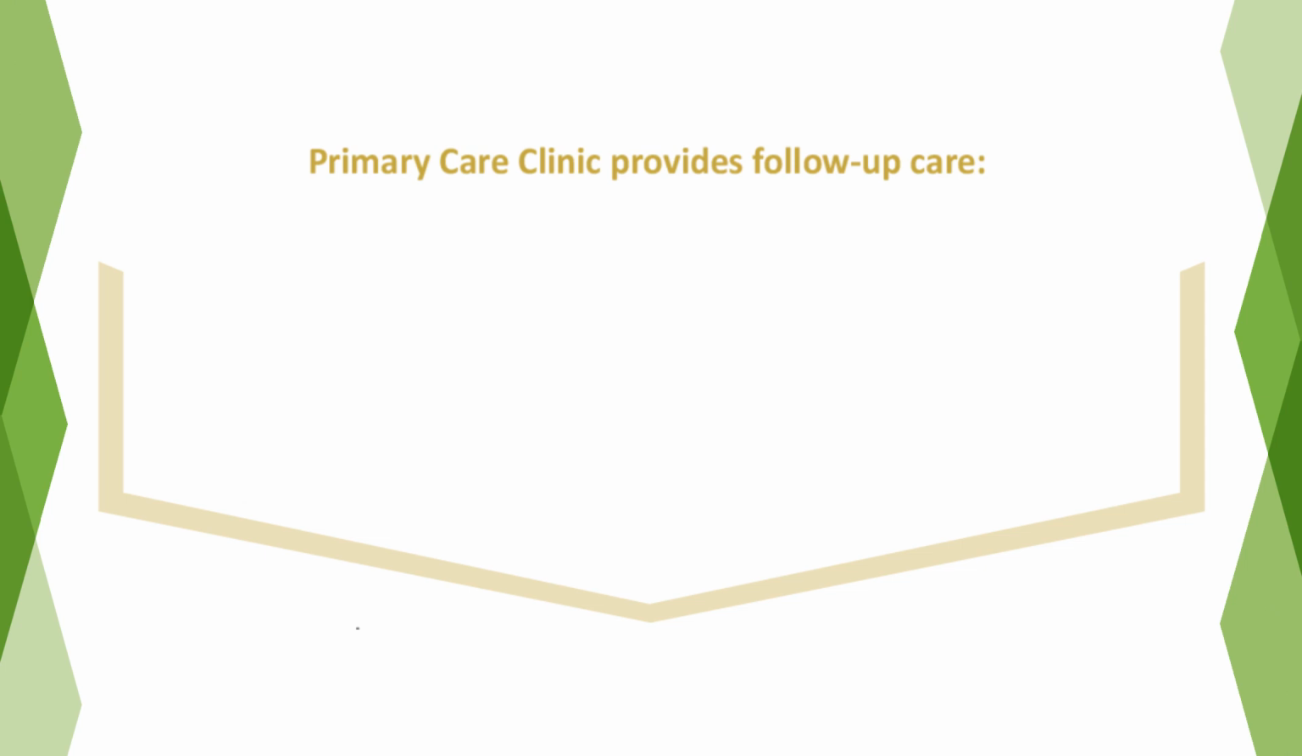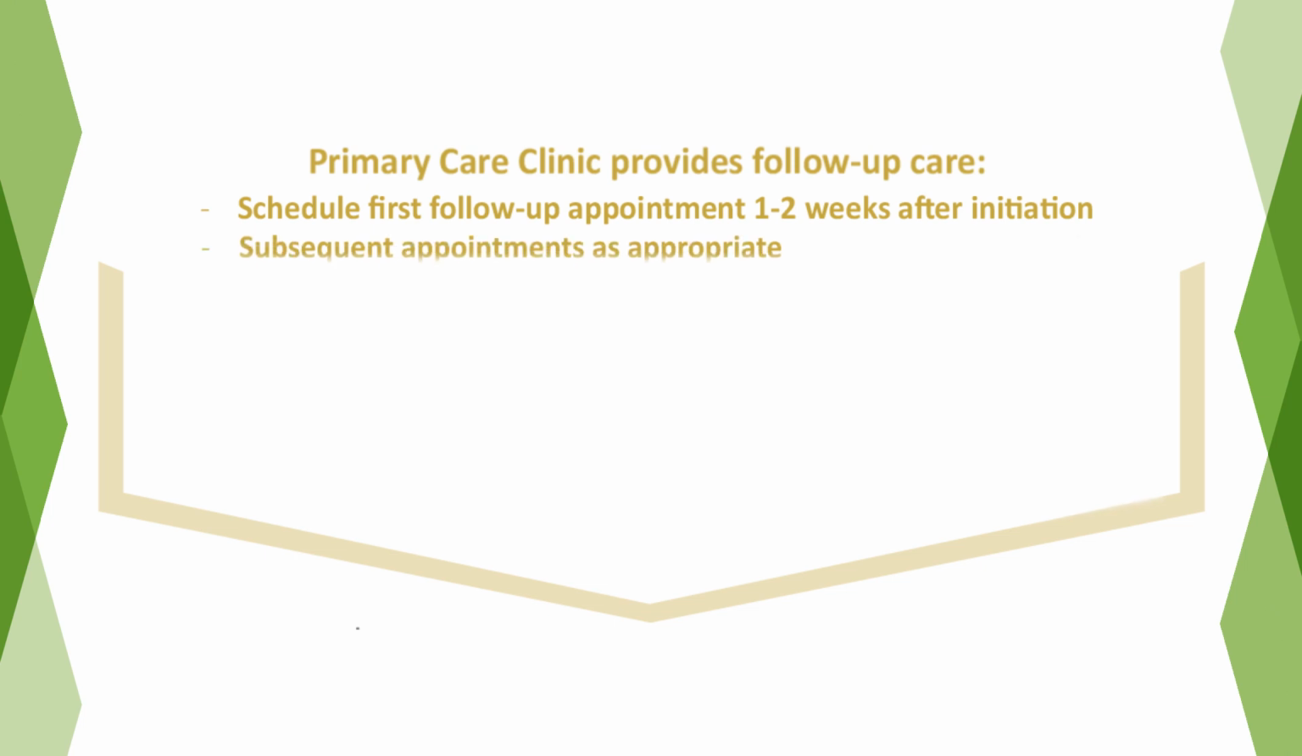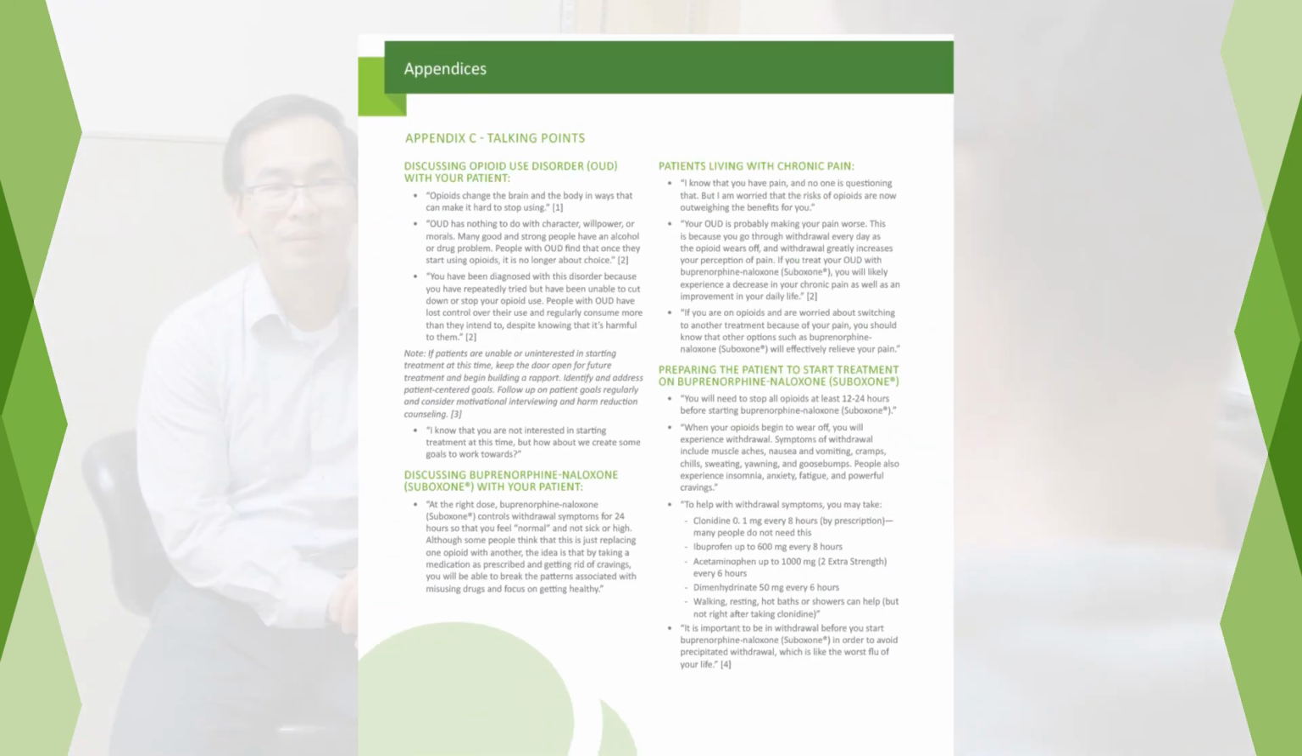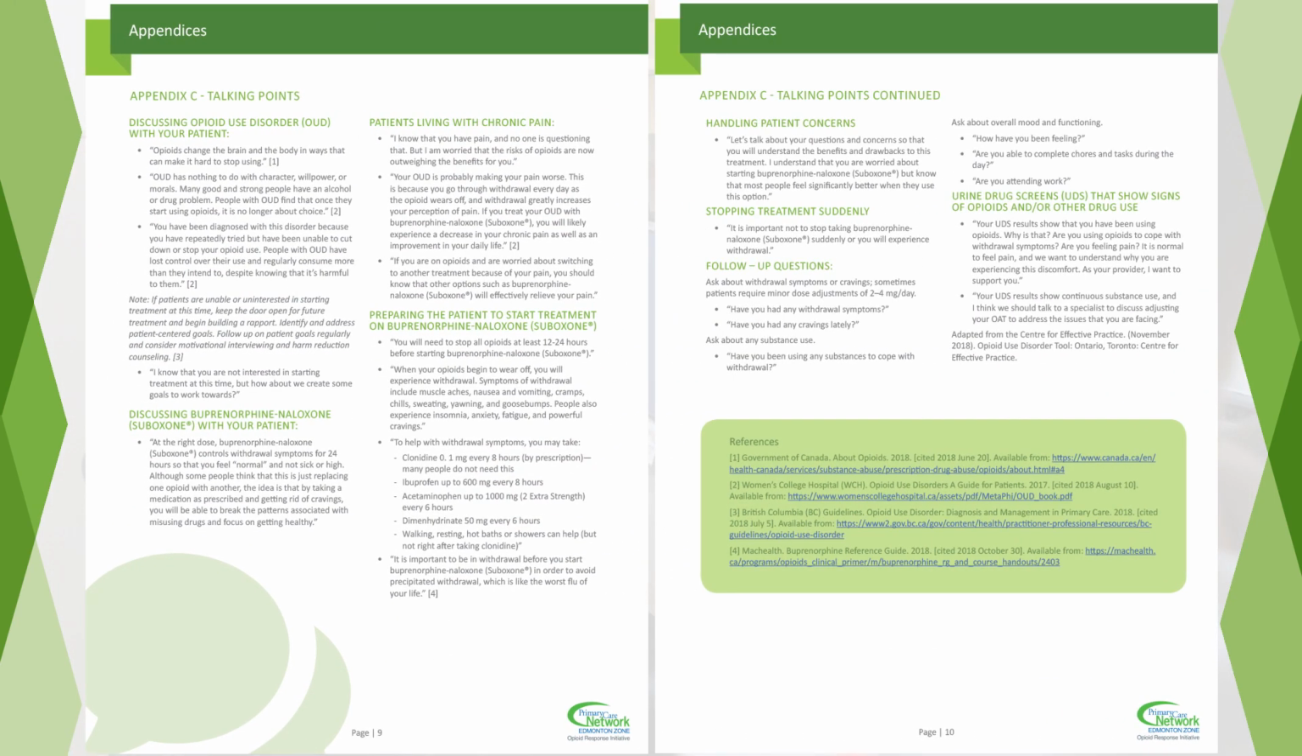Effective follow-up care can ensure that patients continue to have success in opioid agonist therapy treatment and allow for any issues that arise to be dealt with appropriately. Consider using the following interventions as part of follow-up care. Schedule your first follow-up appointment 1 to 2 weeks after initiation and subsequent appointments as appropriate for each patient. Ask specific follow-up questions at each subsequent visit. Questions about withdrawal symptoms, substance use, and overall mood and functioning can help you and your patient address any concern that may arise. There are talking points in the toolkit to support you in these discussions.